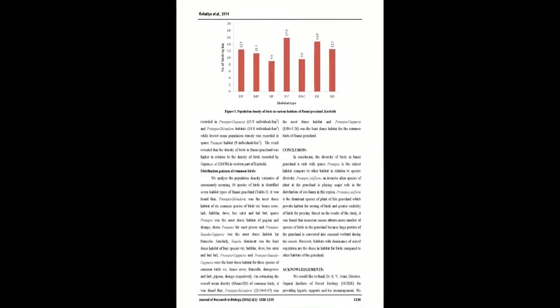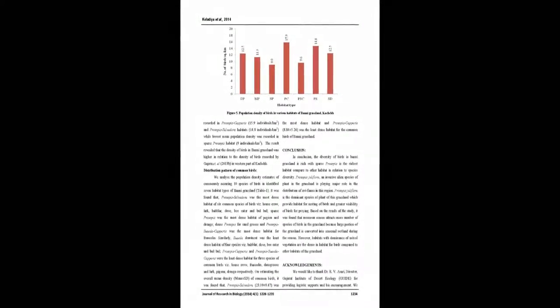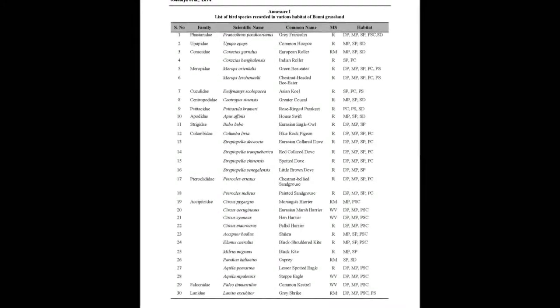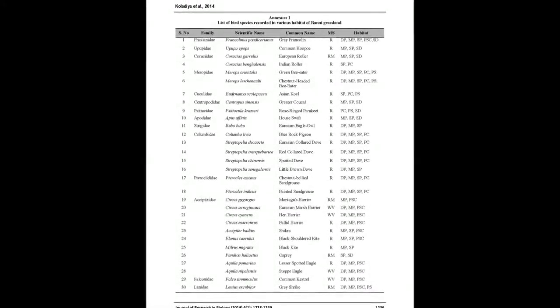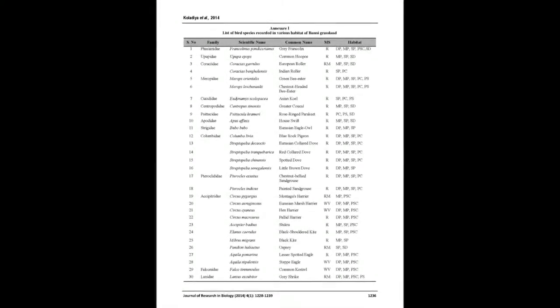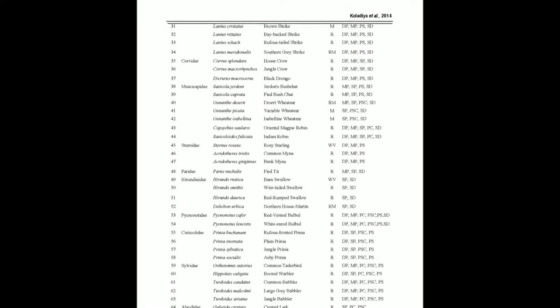The highest mean population density of birds was recorded in Prosopis caperis, 15.9 individuals/km², while the lowest was recorded in sparse Prosopis habitat, 9 individuals/km². It was found that Prosopis salvador, 23.10 ± 9.47, was the most dense, and Prosopis caperis, 8.84 ± 5.26, was the least dense habitat for common birds of Banni grassland.